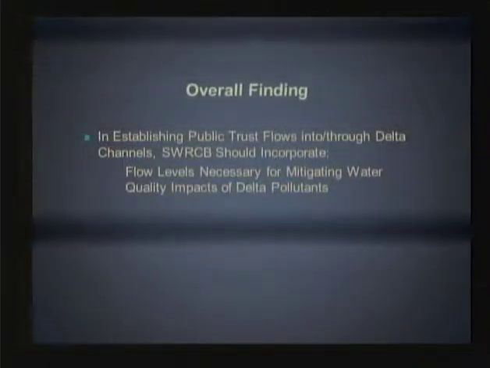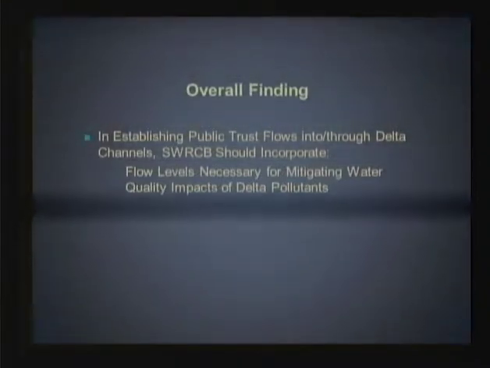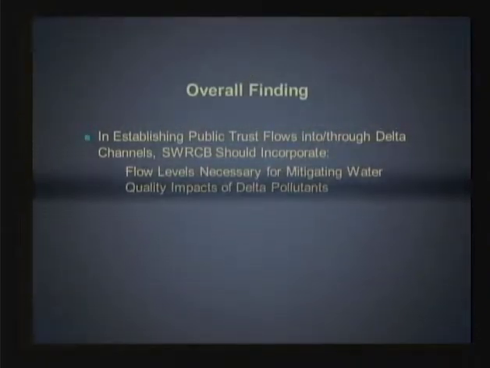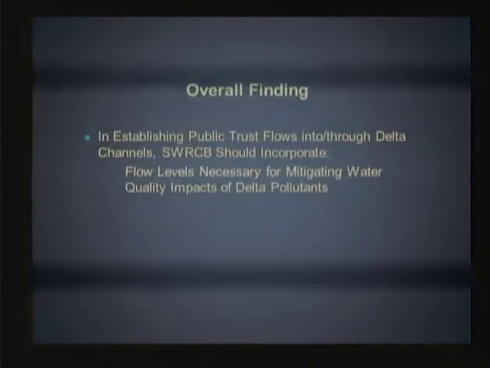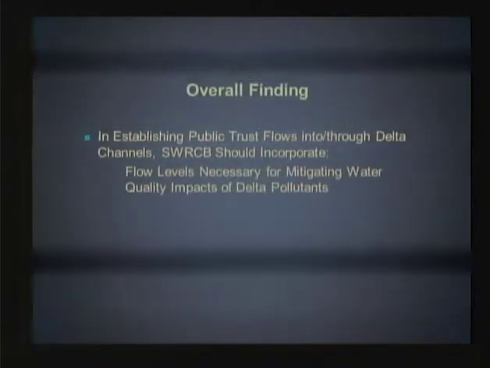My overall finding is that in establishing public trust flows through and into the Delta and through the Delta channels, the State Water Resources Control Board should incorporate flow levels necessary for mitigating the water quality impacts of Delta pollutants. Basically, I'm saying, and I'll justify this in a minute, that we need dilution flows because we're not going to control the impacts of all of the various kinds of pollutants that exist in the Delta, now or in the future. And so I want to discuss this issue of dilution flows to help protect the public trust resources of the Delta.